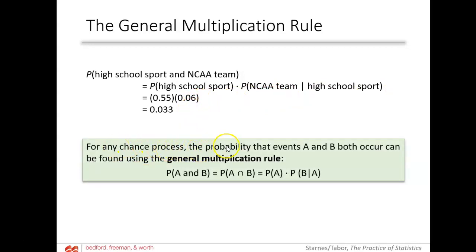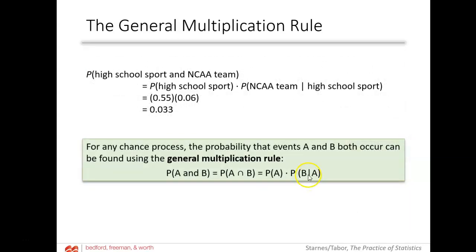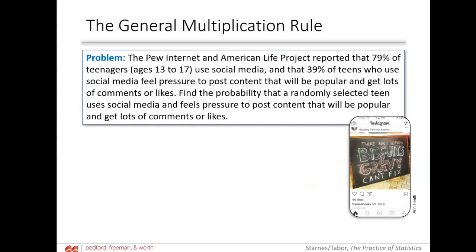For any chance process, the probability that events A and B both occur can be found using the general multiplication rule. So, the probability of A and B occurring, which we know is an intersection, is the probability of A times the probability of B given that A occurred. Now, this gets a little confusing because sometimes these are independent events, so B given A occurred doesn't really matter. Sometimes kids get hung up at this part because they don't see any conditions. There's not always a condition, as we'll see later on if the events are independent.